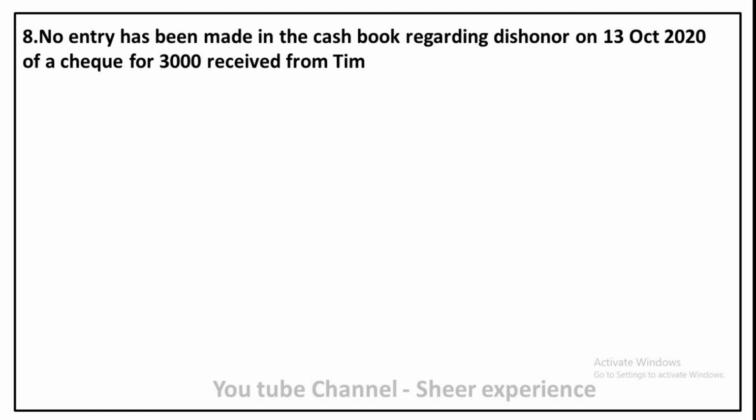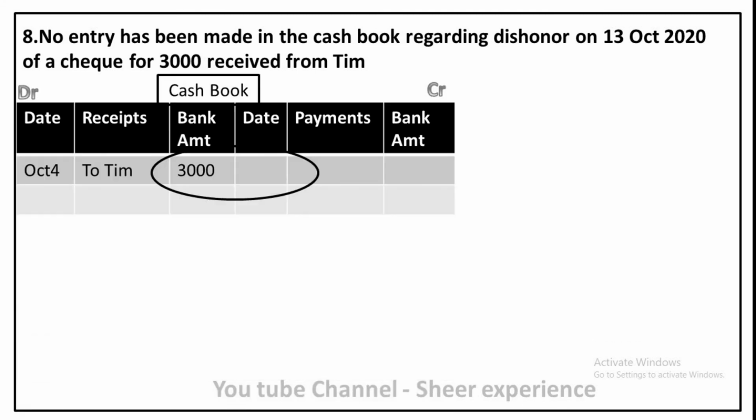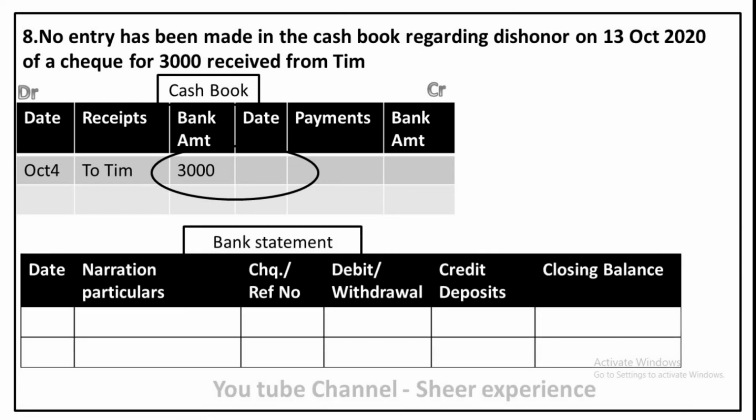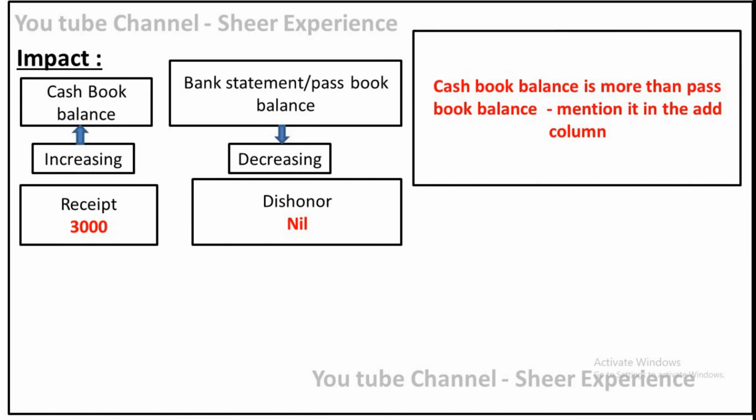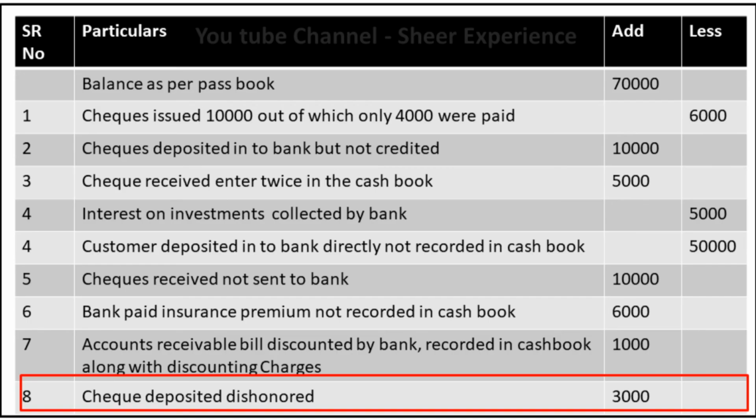We have received a check from Tim and we have recorded it on the debit side of the cash book, but bank has dishonored the check. So in the bank statement, this entry is not appearing. The difference between cash book balance and passbook balance is 3,000. So cash book is more than passbook balance. When we are preparing bank reconciliation statement as per passbook balance, I check only for cash book balance. Here cash book balance is more, so I'll mention the amount in add column. So 3,000 in add column, and in the particulars column, check deposited dishonored.